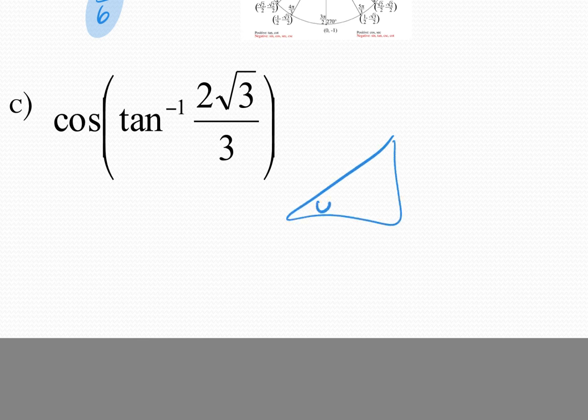So I'm going to put theta in the corner. Doesn't matter where you put it. And then tangent is what, two sides? Opposite, 2 root 3, adjacent, 3. Before I even find that third side, I would look to see if I need it. If it wants me to find cosine of that same angle, I need the adjacent and the hypotenuse. So now I know I do need it. How do I find that missing side?